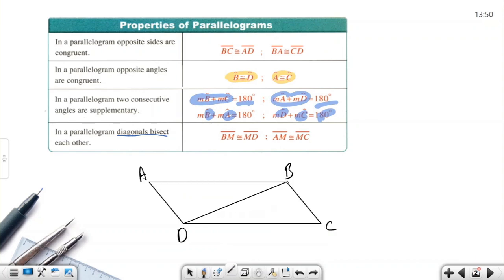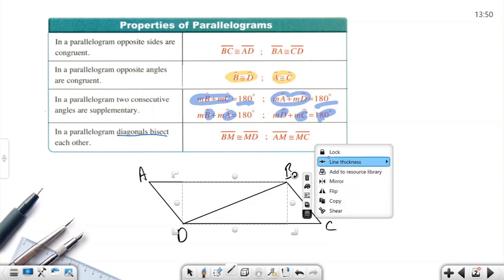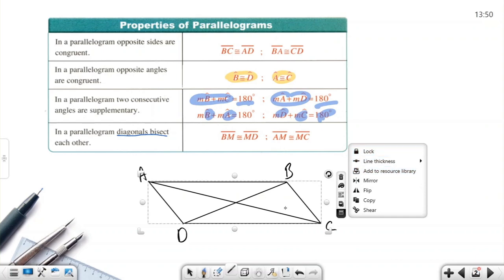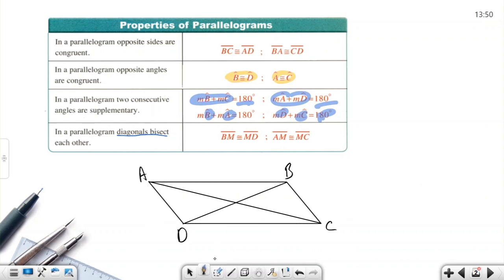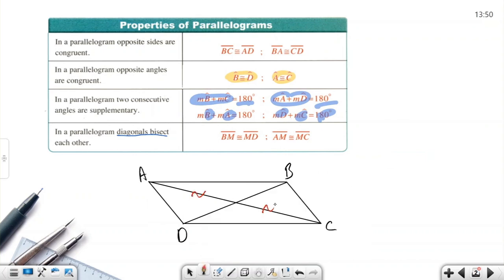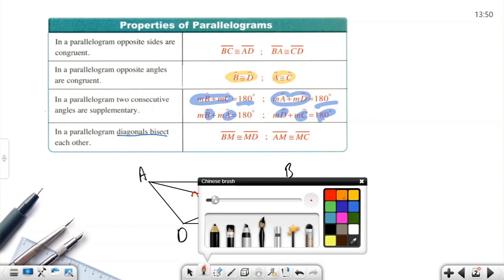I could draw it. Let's choose a line here to draw a good line, from here to here. That's the first diagonal. Let's lock that one. That's good. And another diagonal here. Okay, let's lock that one. So diagonals bisect each other. So that part and that part are congruent. This part and this part are congruent. So when you see diagonals, they bisect each other.